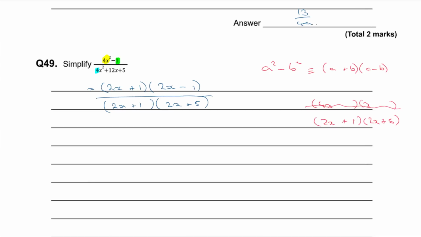Now notice, look, I've got a 2x plus 1 on the top and a 2x plus 1 on the bottom. And when you divide things that are the same, they just cancel each other out. Only works if they're factors. Here they're factors. And that leaves me with 2x minus 1 over 2x plus 5. Okay, that's as simple as this one's going to get.